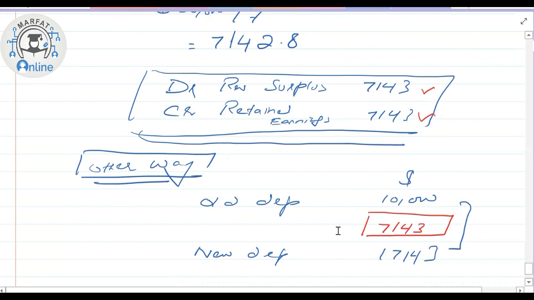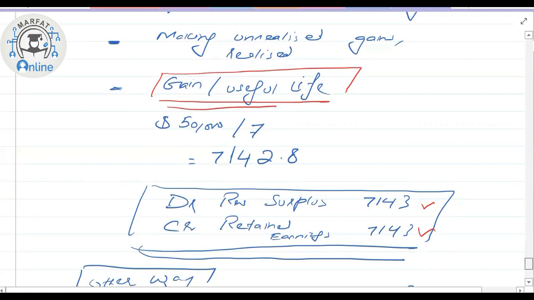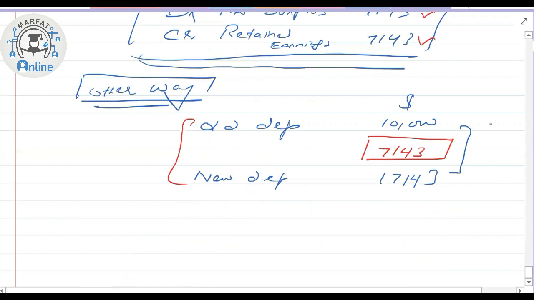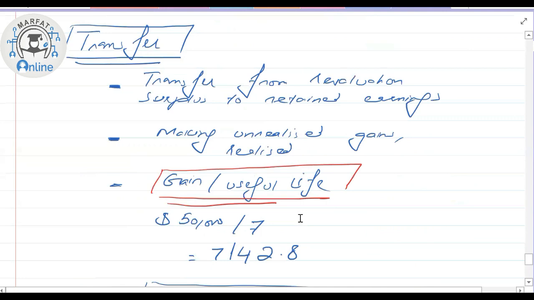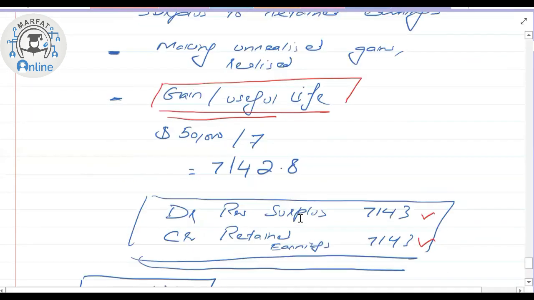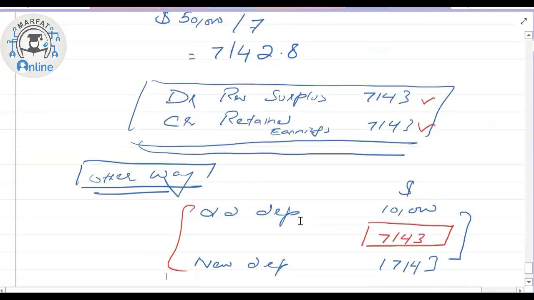So there are two ways to calculate this amount. The first way is spreading the gain over the useful life. The second way is to compare the old depreciation with the new depreciation. So the concept is that we are not recording the immediate gain at the end of the useful life. Instead, we are spreading the gain over the useful life. It shows a better view, and it records the gain throughout the useful life rather than recording it in the 7th year.